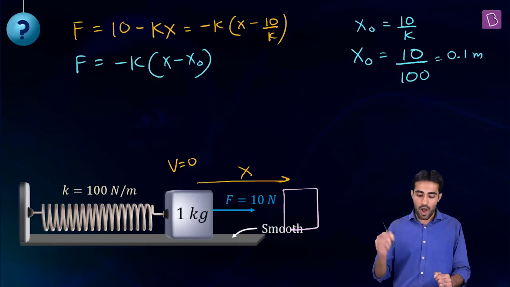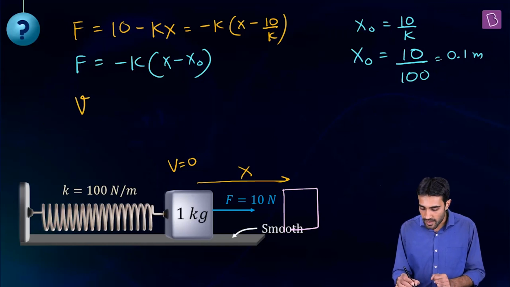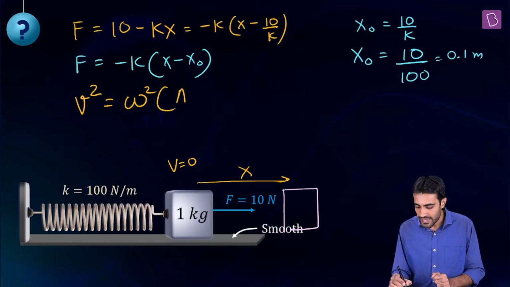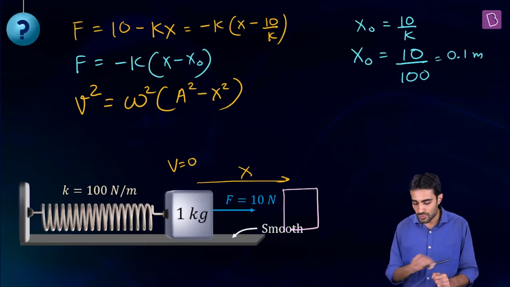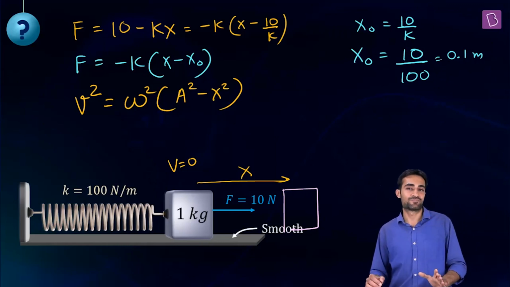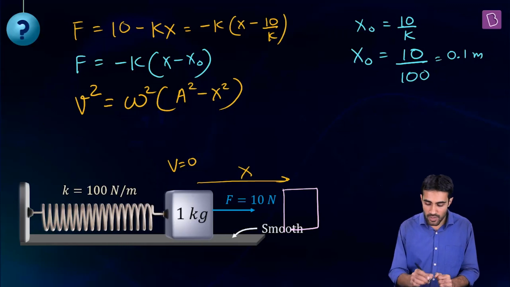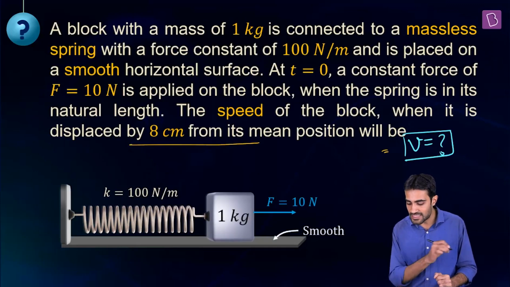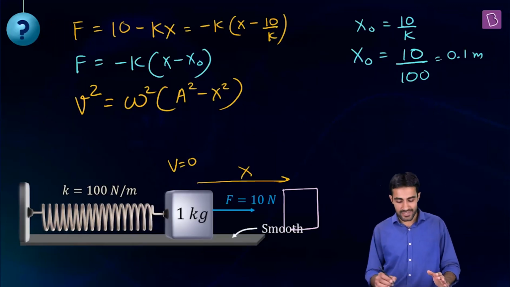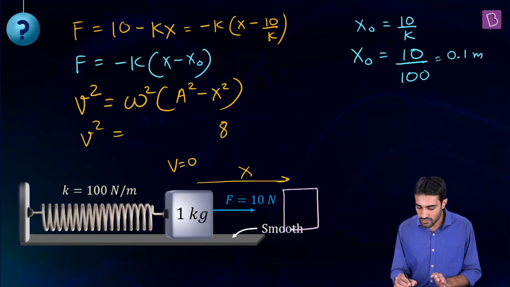And the object, as it is performing simple harmonic motion, its speed square, v square, can be written as omega square times (A square minus x square). So this is the equation which relates speed and displacement from the mean position. Now, what did we have to find in the question? We have to find the speed of the block if it is displaced 8 centimeter from the mean position. So, if x is equal to 8 centimeter, what is the speed of the block? This was the question.